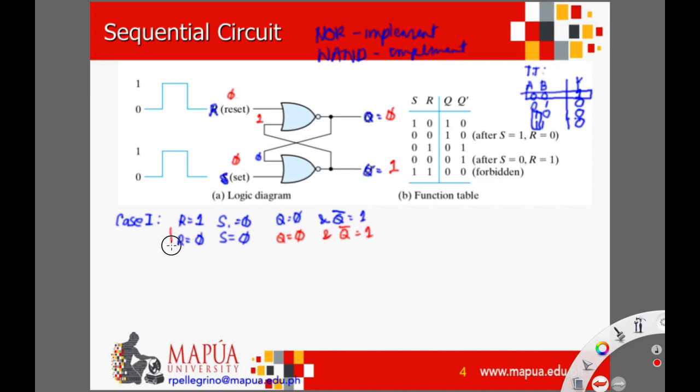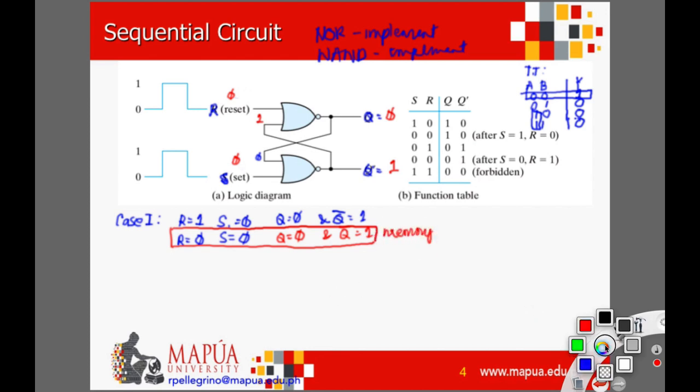So what does it mean? It means that it saves, it serves as a memory. Okay? So say for example, we have case 2, wherein we set our R as 0 and S is equal to 1. What will be the value of our Q and the Q bar?